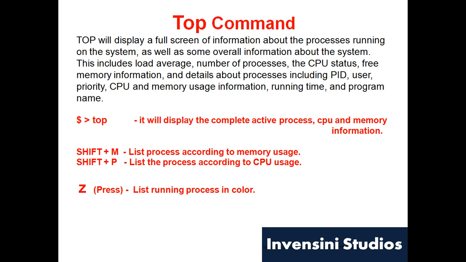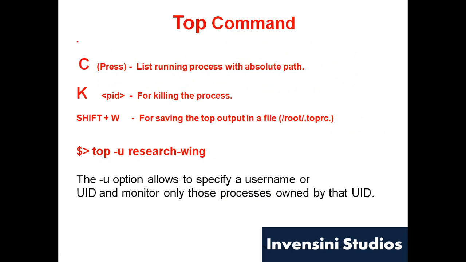Okay, so it displays the complete active processes, CPU, memory, and a lot of information. If you want to order processes according to memory usage, you press shift M, and shift P for CPU usage. The process taking the highest memory or highest CPU will be on top. Similarly, it's a very black and white view, so you can press Z to have a more colorful interface.